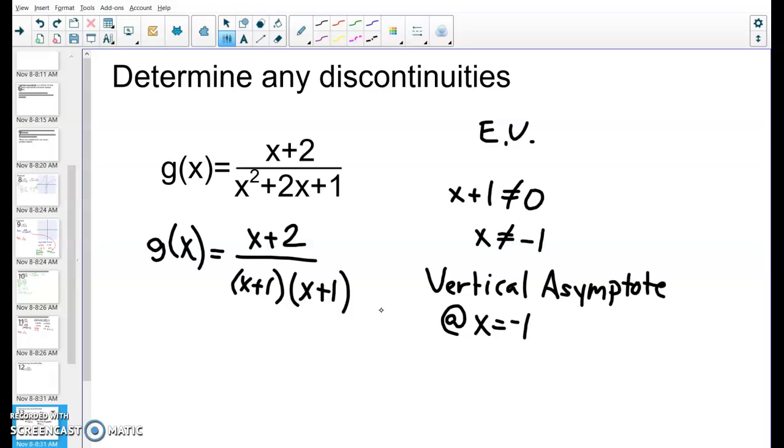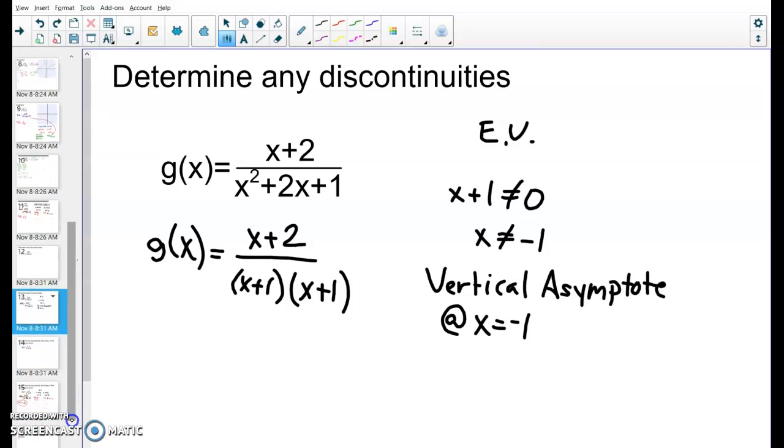Sometimes you will get that. Sometimes you won't have a hole in the graph. Sometimes you won't have a vertical asymptote either. Okay? So just pay attention to that. Go back to the vocab for vertical asymptotes and holes.